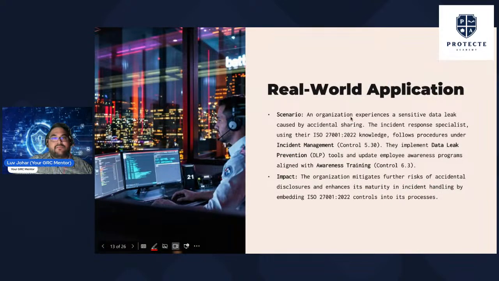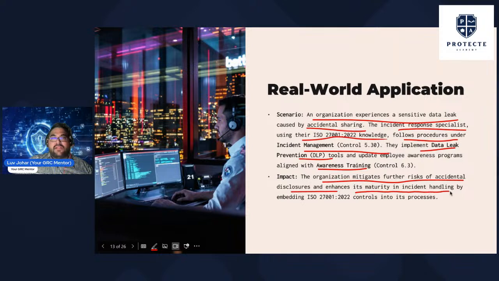A real-world application: a sensitive data leak basically caused by accidental sharing. The incident response specialists, using their ISO 27001 knowledge, follow procedures under incident management control 5.30, implement data leak prevention procedures, and update employee awareness programs aligned with awareness trainings as well. So the organization mitigates further risk of accidental disclosures and enhances its maturity in incident handling by embedding ISO 27001 controls. So you see how it is helping in the real-world application.